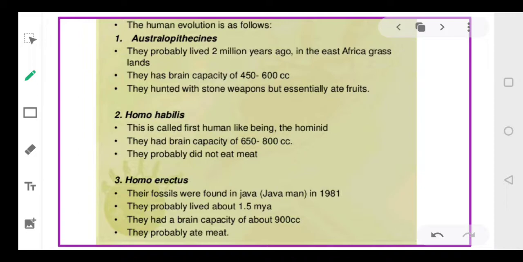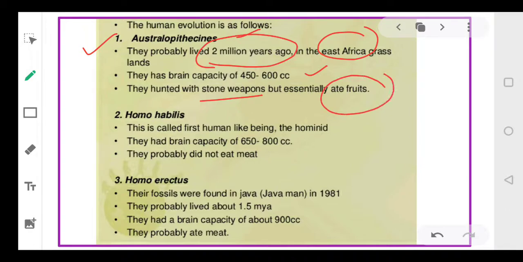Now human evolution has passed through different stages. Initially the first stage was referred to as Australopithecus, called Australopithecines. They probably lived around 2 million years ago, and they lived in East Africa. Their brain capacity was 450 to 600 cc. They used stone weapons for hunting, and mostly they ate fruits.